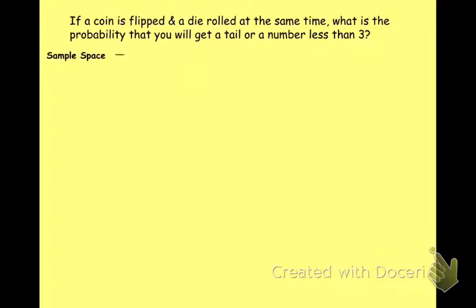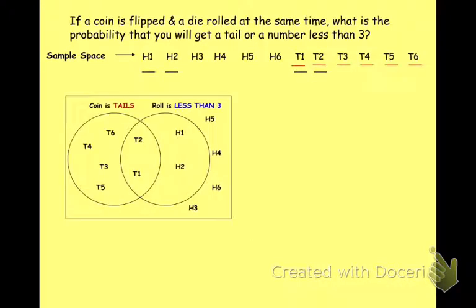Let's see what the PowerPoint says. Oh, it's giving all the sample spaces. I just did that in a different way. So this is showing it in a Venn diagram. Coin is tails, roll is less than 3. And you're reading this as heads and a 1, heads and a 2, heads and 3, heads and 4. So you have 12 different options. And then on the left, all the tails. On the right, all the heads, less than 3. And then in the middle, there are 2 events where you're getting tails and less than 3.